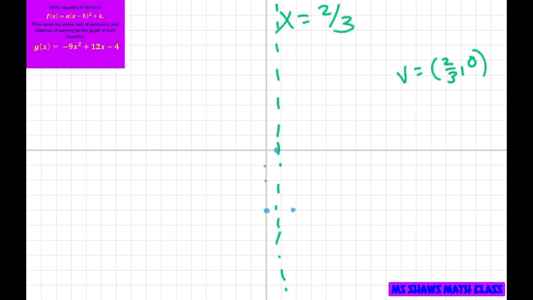Also, we know the direction of opening is downward because that's negative. But you can really tell by your y-intercept. If this is your vertex, then you know it's going to open downward. So there's a rough sketch of just what it would look like. It's very narrow because of this negative 9. The bigger that number is, the more narrow it gets.